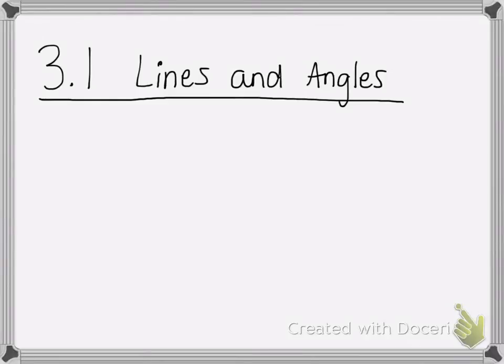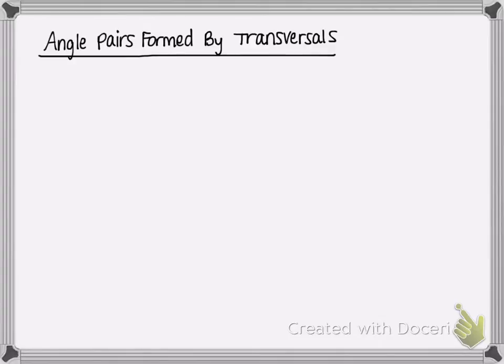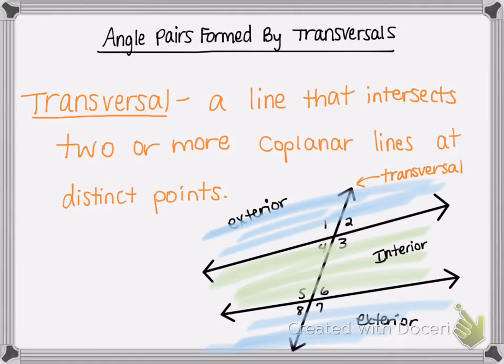Okay, this next stuff kind of gets into things that I like to do, and this is going to take up a bulk of chapter 3, but we are getting into angle pairs formed by transversals. Now, what is a transversal, you ask? Well, I'm glad you asked. It's a line that intersects two or more coplanar lines.